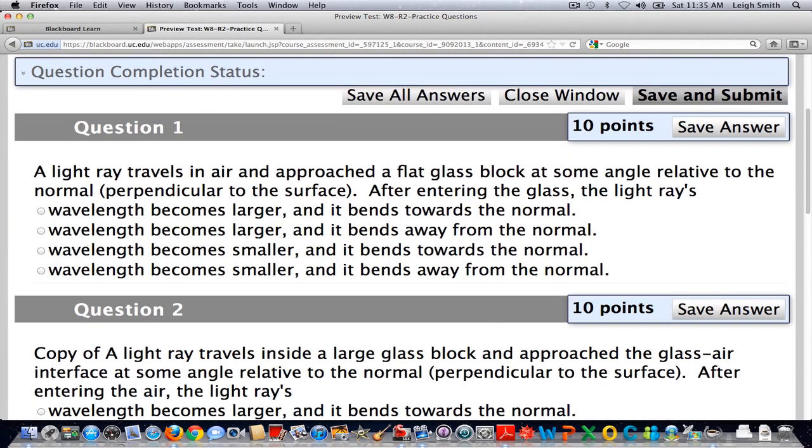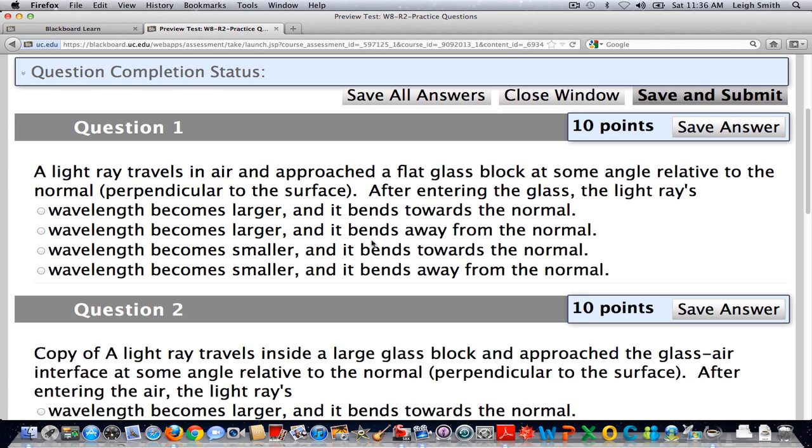So this is reading 2, which talks mainly about refracted light. As it goes between one material to another, the light refracts. Light travels in air and approaches a flat glass block at some angle relative to the normal, perpendicular to the surface. After entering the glass, the light ray's wavelength becomes larger and it bends towards the normal, wavelength becomes larger and it bends away from the normal, and so on.